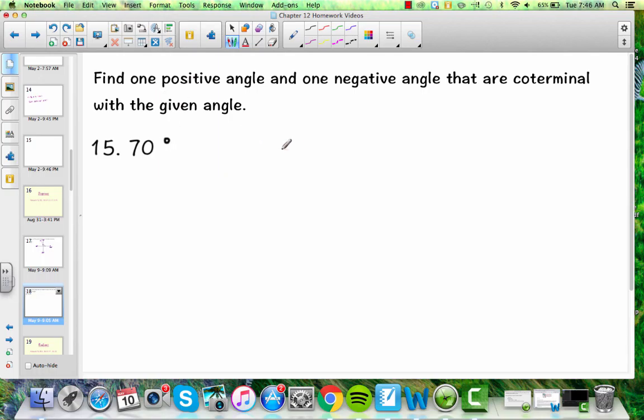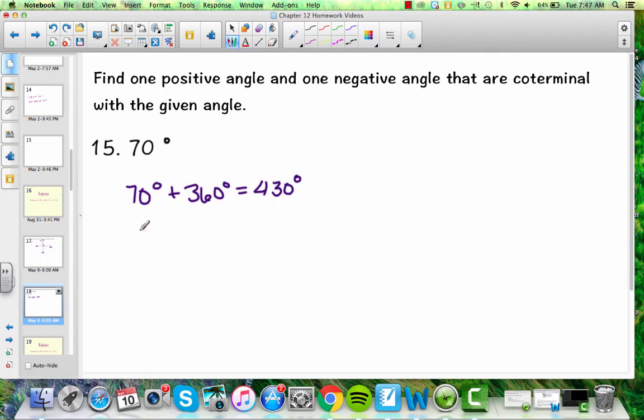So let's start with a positive coterminal angle. I have 70 degrees, it's a positive number, and I'm just going to add 360 degrees to that to get another positive coterminal angle. Well, here's 60, and if I add 40 to that, I'll get 400. I would be left over 30, so I'm going to have 430 degrees. So that's one coterminal angle that's positive.